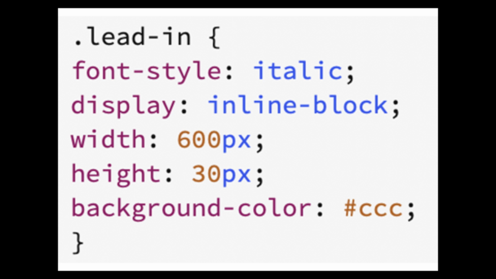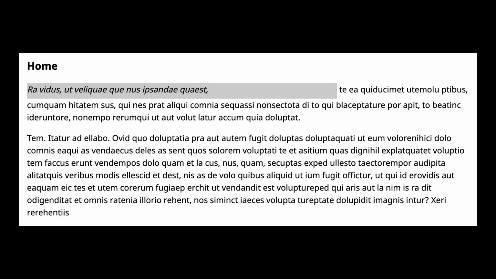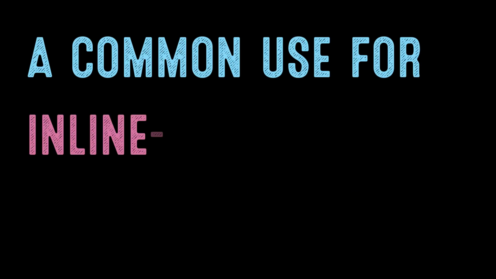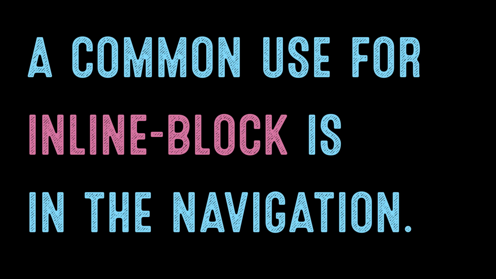In the last example, we have changed the display to inline-block. Here again, the paragraph now flows into the span, however the element continues to have a fixed width and height we have set at 600 pixels wide and 30 pixels high. What is a common use of display inline-block? A common use for inline-block is in the navigation.